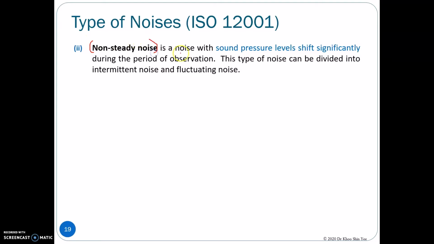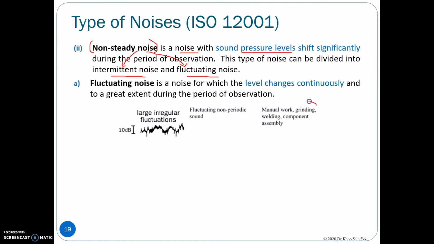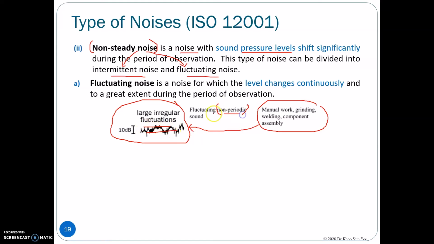Non-steady noise is a noise with sound pressure levels that shift significantly during the measurement. It can be divided into fluctuating noise and also intermittent noise. If you take the measurement of this activity, most probably you will obtain a signal like this. In this case, we can see that the noise is fluctuating and the level changes significantly, over 10 dB. The signal is complicated and it is a non-periodic sound.